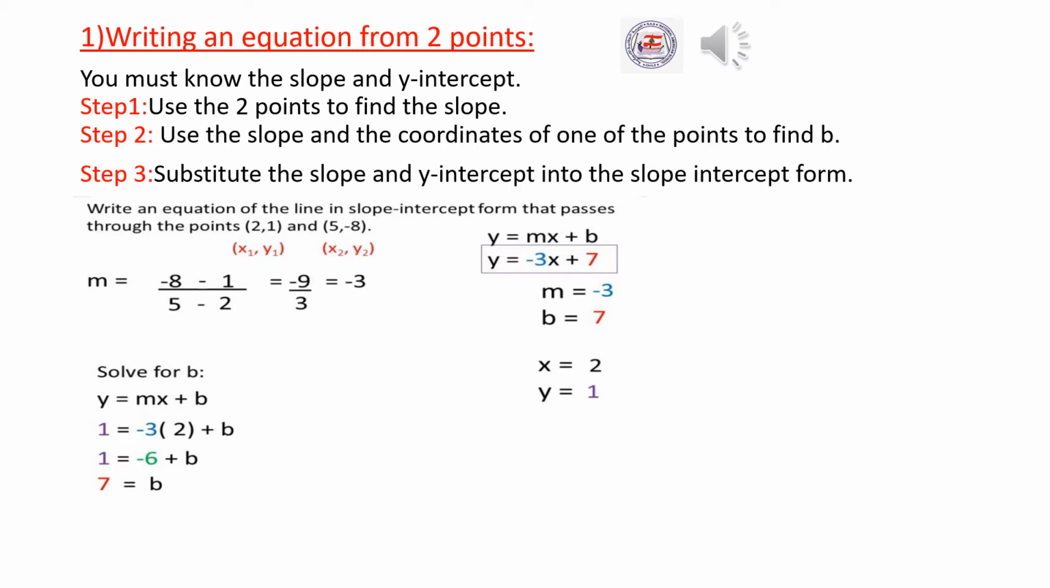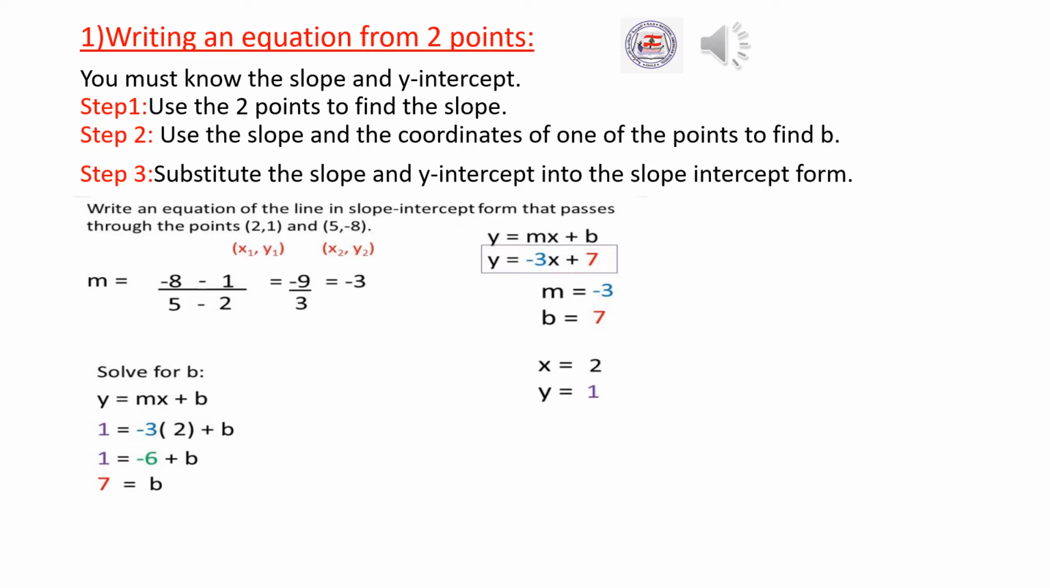Let's do an example. Write an equation of the line in slope-intercept form that passes through the points (2, 1) and (5, -8). First step, we find the slope, m equals y2 minus y1 over x2 minus x1. Negative 8 minus 1 over 5 minus 2 equals negative 9 over 3 equals negative 3. So the slope is negative 3.